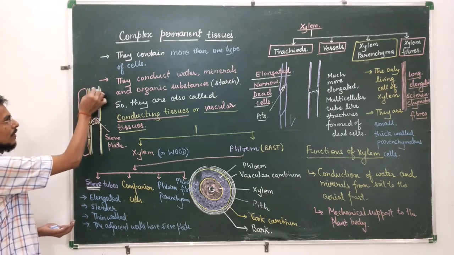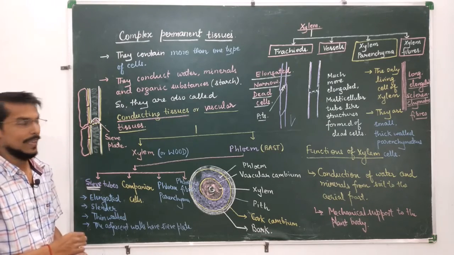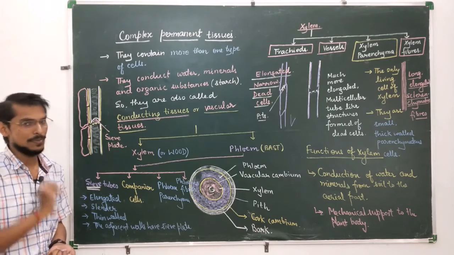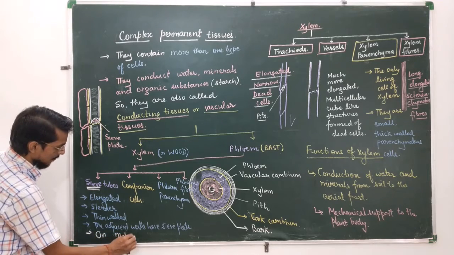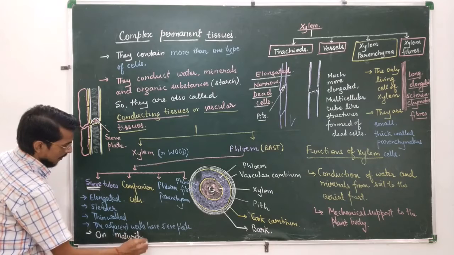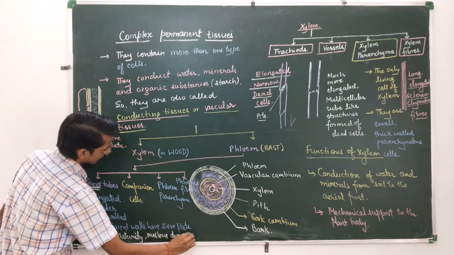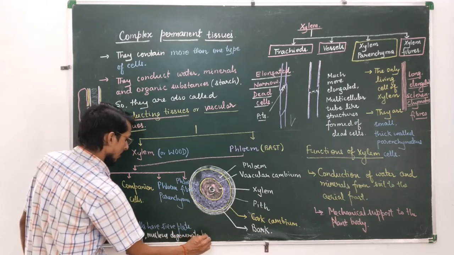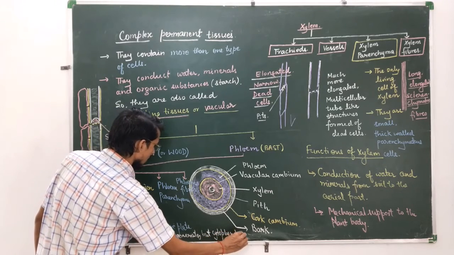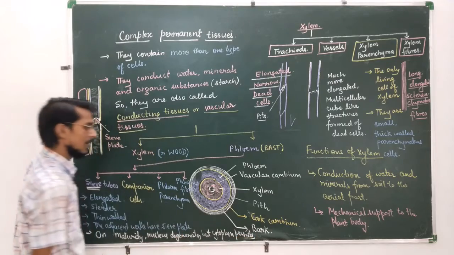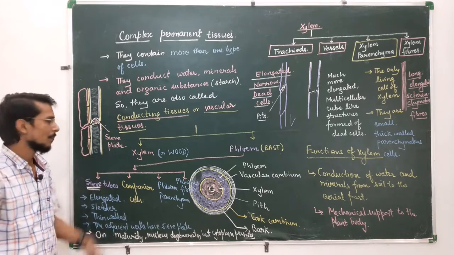Nucleus is absent in these cells. They are living cells, but the nucleus is absent. After these cells become mature, the nucleus degenerates, but the cytoplasm persists. There is no nucleus, but cytoplasm is present.